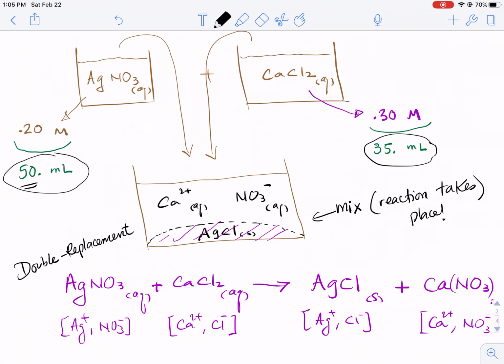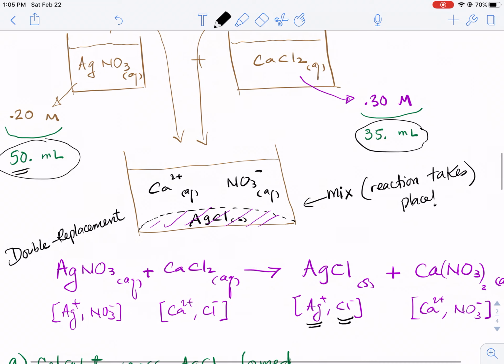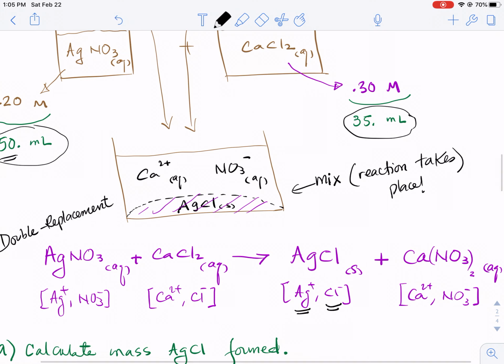And in this reaction, the silver ions precipitate along with the chloride ions, forming silver chloride. And the calcium and nitrate ions are essentially spectator ions. That's why I wrote them in the aqueous state. So they don't precipitate, they just stay suspended.